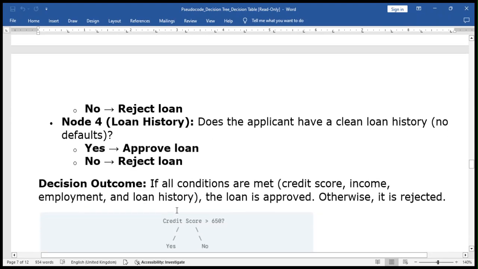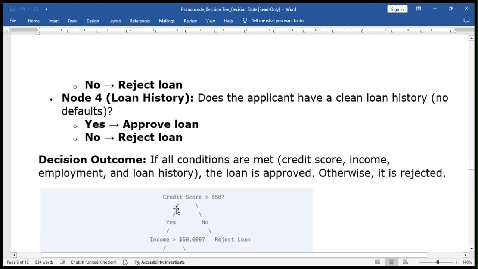Now we go to decision outcomes. If all conditions are met, e.g., the credit score, income, employment, and loan history, the loan is approved. Otherwise, the loan is rejected. So, this is a stricter way of evaluating and approving a loan, because an applicant has to meet all of the considerations, which are how many? Three, all of the four considerations.